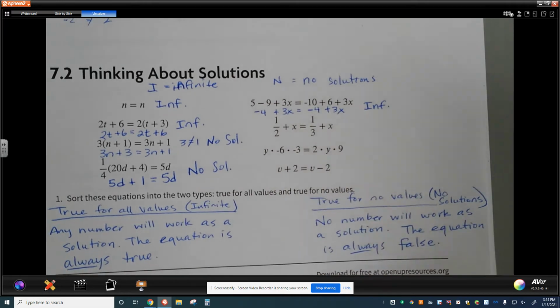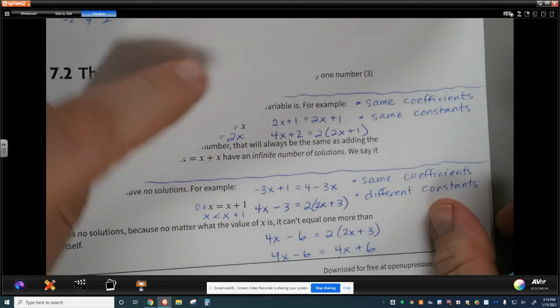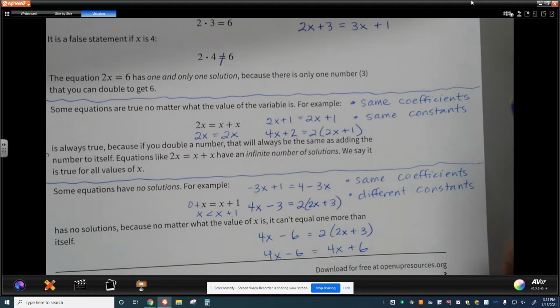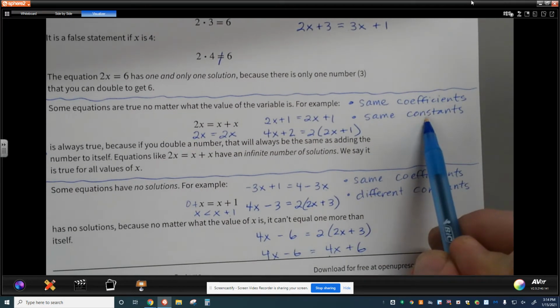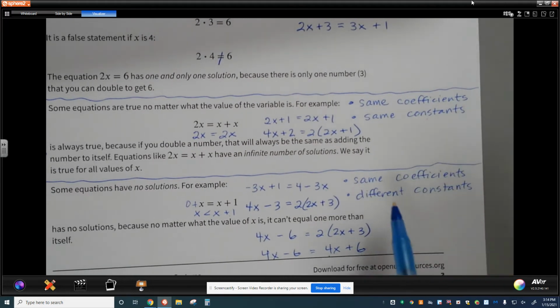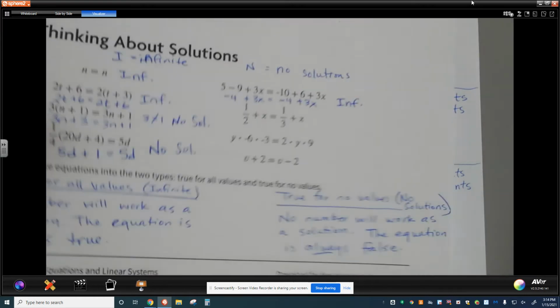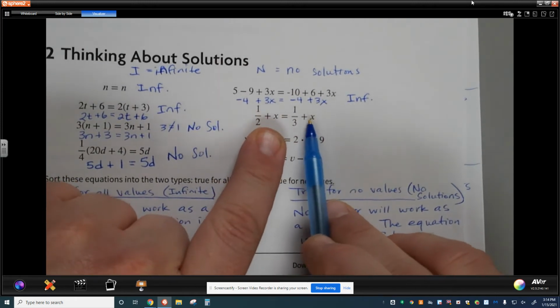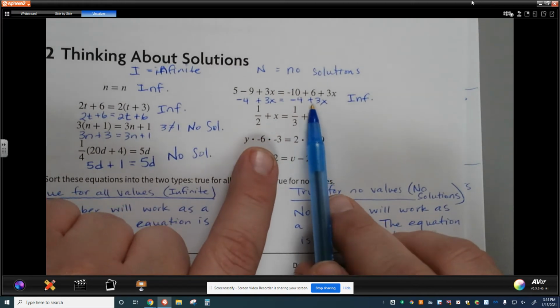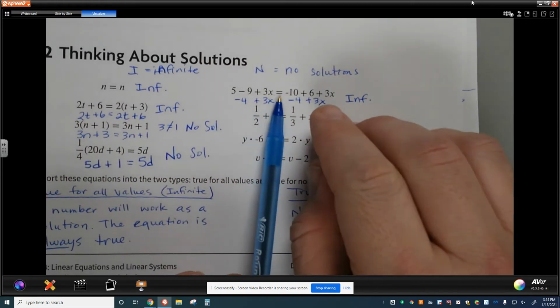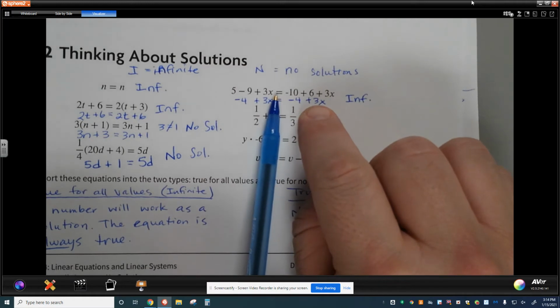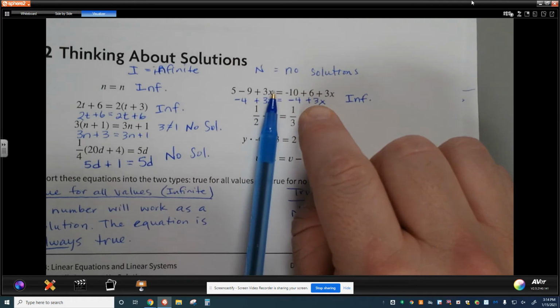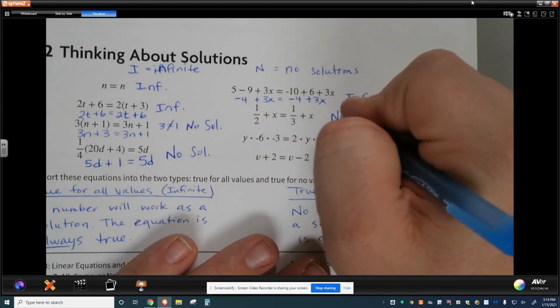Looking at the next one, remember how I talked about in our summary that when we see the same coefficients and the same constants, we have infinitely many solutions. But when we see the same coefficients with a different constant, we have no solution. The first thing that jumps out to me is that I have an x on both sides, which means that those two values are exactly the same. But if I take away the x on the left and the x on the right, then I'm comparing 1/2 to 1/3, which I know are not equal to each other, meaning that this is a no solution.